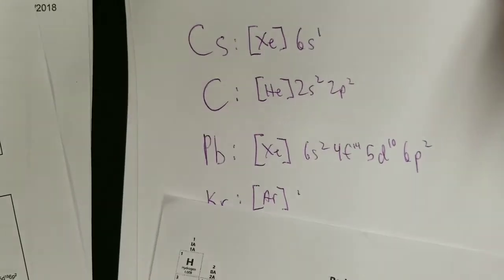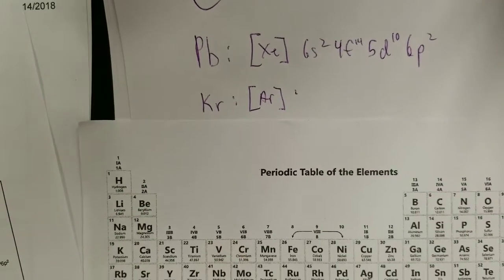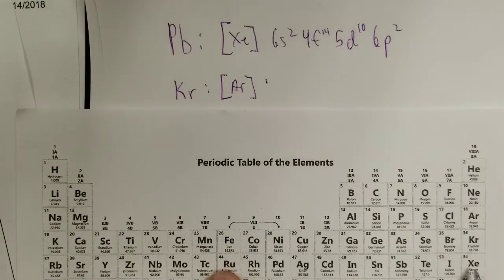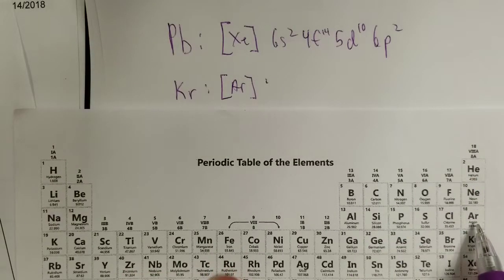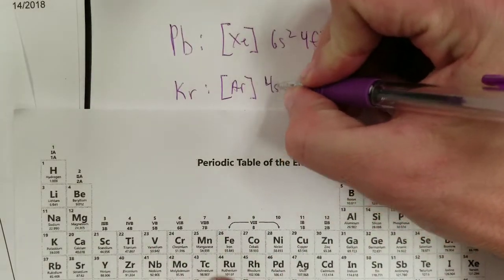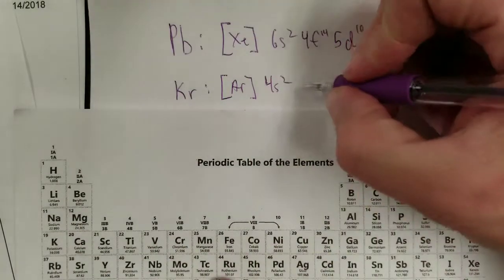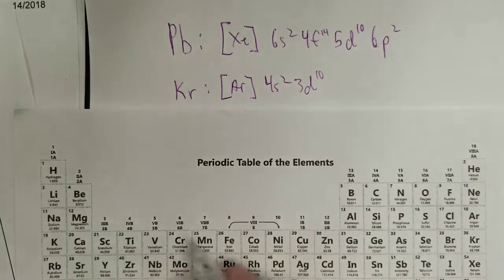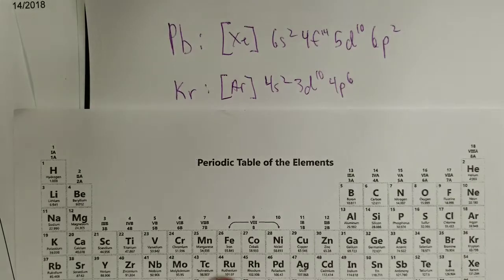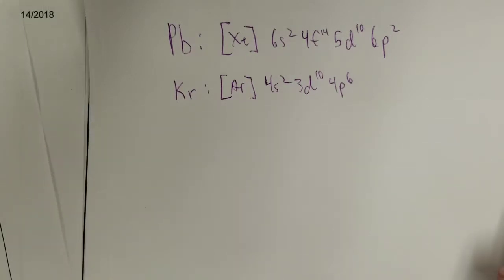Let me make sure you, the viewer, can see how I'm getting this. For krypton, the last noble gas was argon. So argon, then 4s2, 3d10, 4p6. So that's how you handle it for a noble gas.